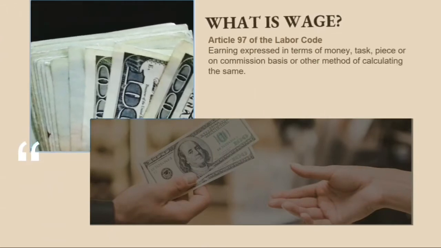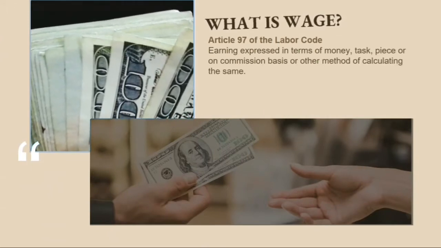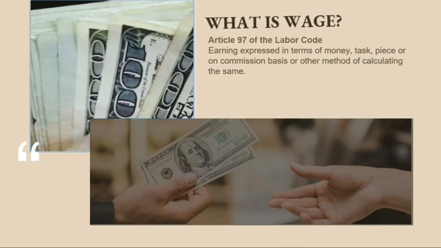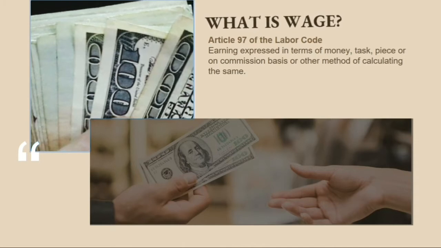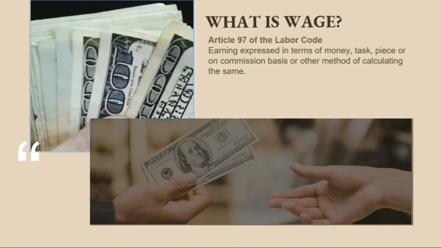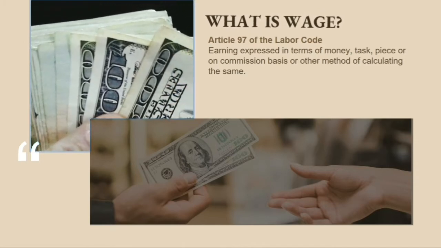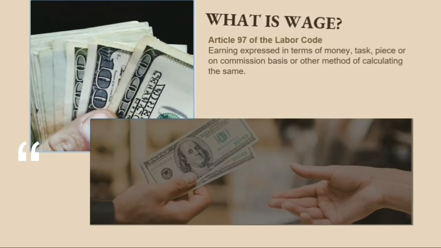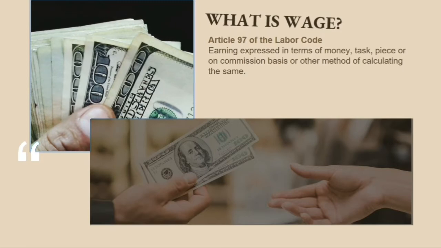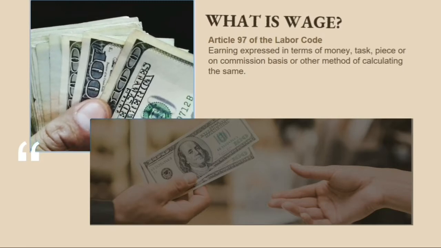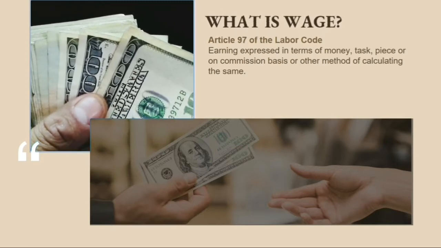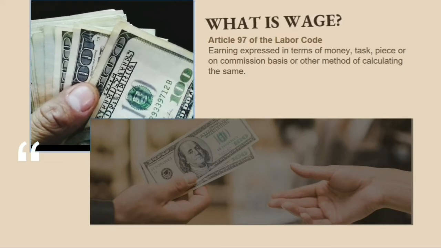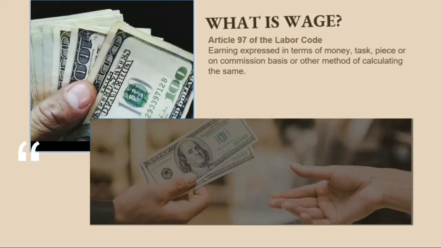According to Article 97 of the Labor Code, these are earnings expressed in terms of money, task, by piece or on commission basis, or through other method of calculating the same. So in short class, these are payments that are usually of money for labor or services, usually according to a contract and or on hourly or daily or piecework basis.